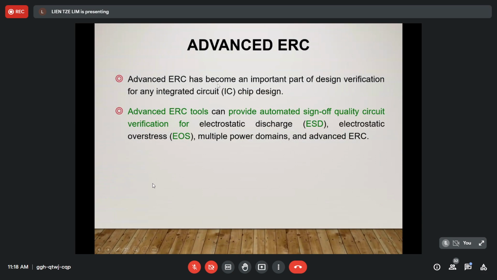Advanced ERC has become an important part of design verification for any integrated circuit chip design. Advanced ERC tools can provide automatic sign-off quality circuit verification for electrostatic discharge, in short ESD, and electrostatic overstress, EOS, multiple power domains, and advanced ERC. Okay, so from the points given here, we can know that ERC actually checks the electrical characteristics in the circuit.